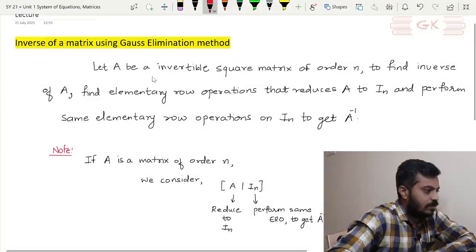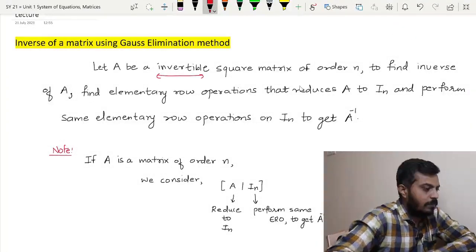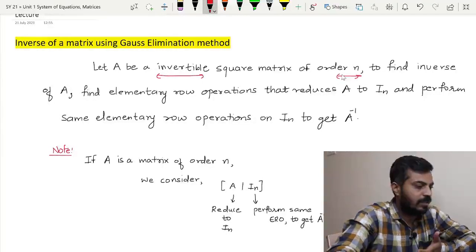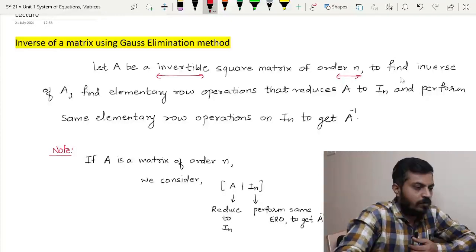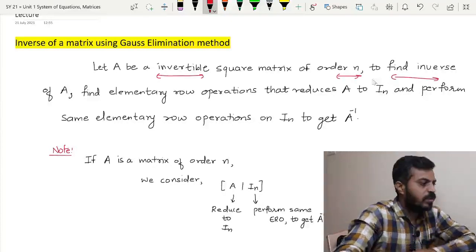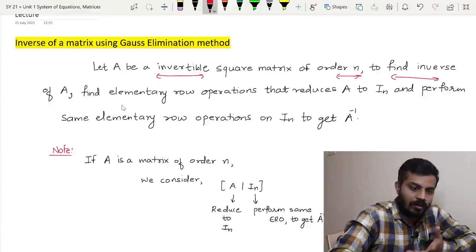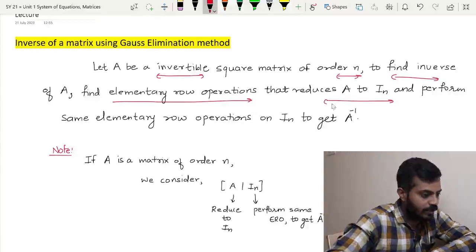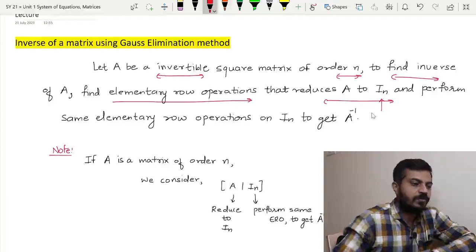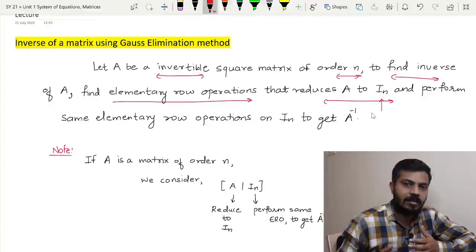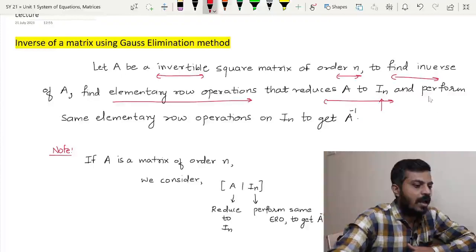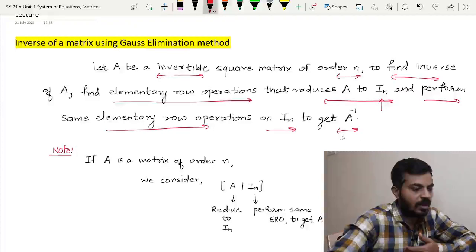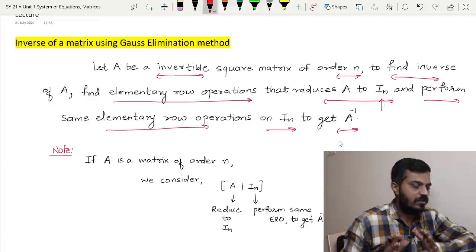So as you can see here, if A is an invertible square matrix of order n, and whenever we say an invertible matrix, it is a square matrix only, then to find the inverse of it, we will perform elementary row operations that reduce A to the identity matrix. The notation used for the identity matrix is In, where n represents the order of the matrix, and we will perform the same elementary row operations on In to get what? A inverse. So the idea and the logic is very simple.